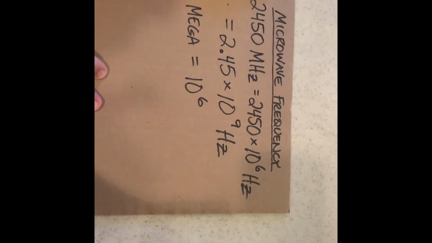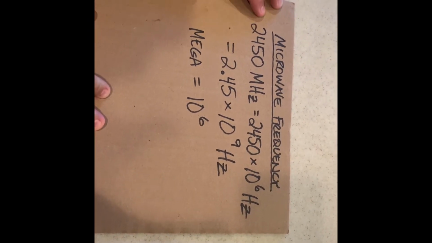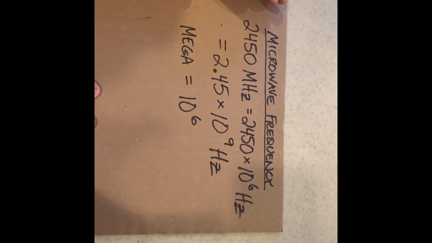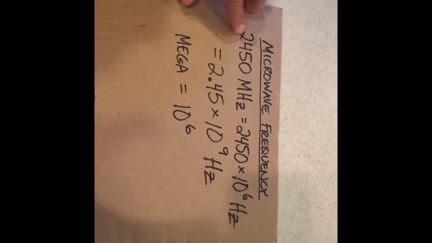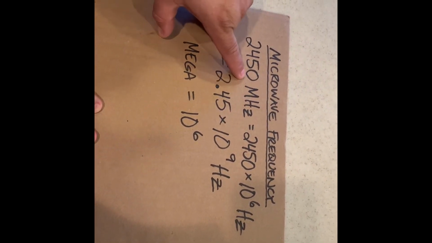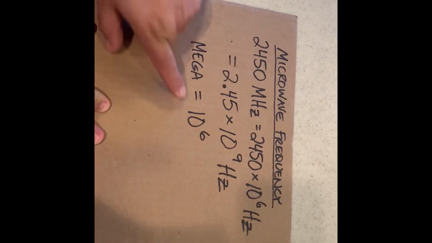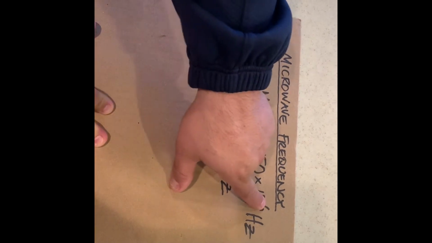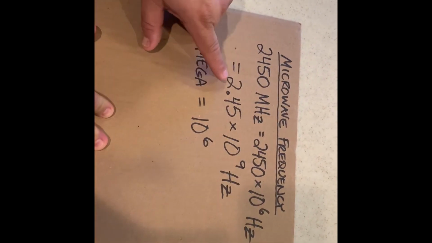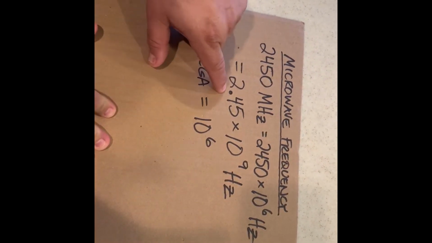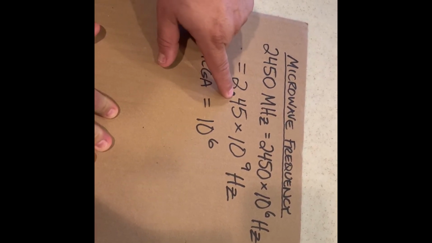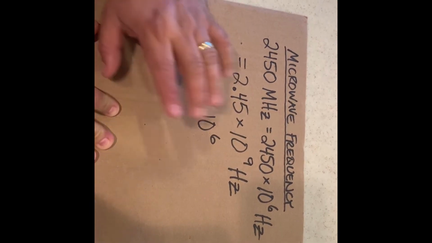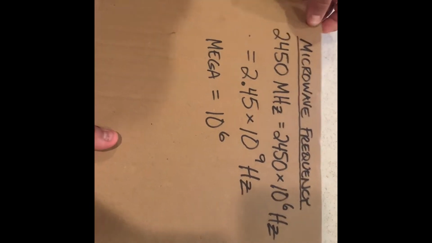All right, so we just got the frequency of our microwave. And again, you're going to want to do this for your microwave. It might be different than mine. My microwave's frequency is 2,450 megahertz. We know that mega means 10 to the 6th, so that's 2,450 times 10 to the 6th hertz. And of course, if you convert that just to hertz with one decimal, you're going to get 2.45 times 10 to the 9th hertz. So that's the frequency of our microwave.